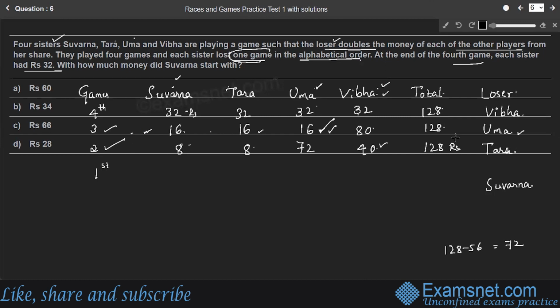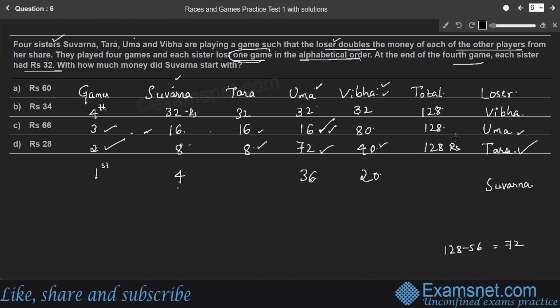So now come back to the first game. So in the second game itself, come back to the second game. So Tara was the loser. Tara was the loser, right? So she distributed her money to the remaining persons so that their money got doubled, right? Therefore, in the first game, Suvarna had only 4 rupees, right? Her money got doubled in the second game, right? So what about Uma? Uma had 36 rupees. Her money got doubled to 72 rupees, right? And Vibha had 20 rupees, right? So in the second game, her money got doubled, right?